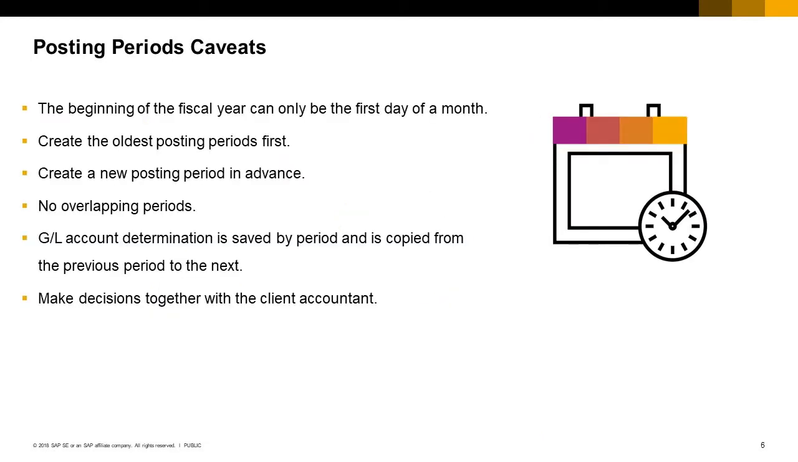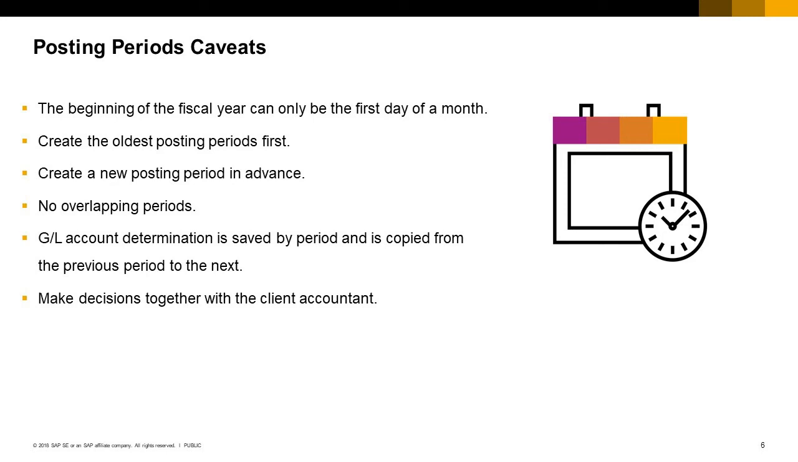When creating new posting periods, bear in mind the following important caveats. The beginning of the fiscal year can only be the first day of a month. The start of the fiscal year is set automatically on the first day of the month that was entered in the posting date from field. We recommend creating the posting periods from the earliest period onward. Consider the oldest data you would like to migrate to determine the first period. Make sure you create a new period in advance to allow validations and possible changes before work starting. You cannot have overlapping posting periods. By default, the from date is the day after the end date of the latest existing posting period, and the to date is 1 year later.